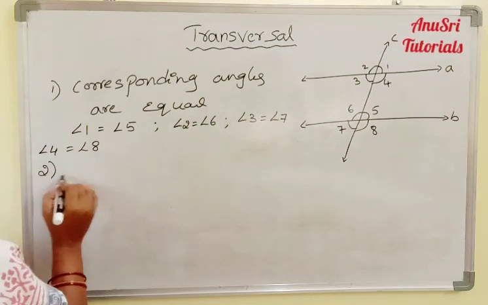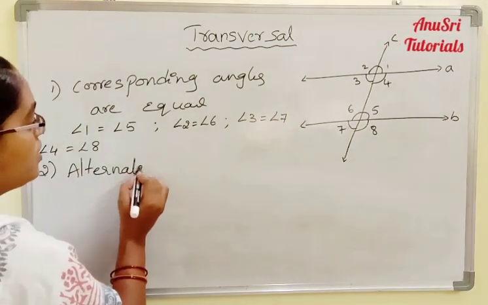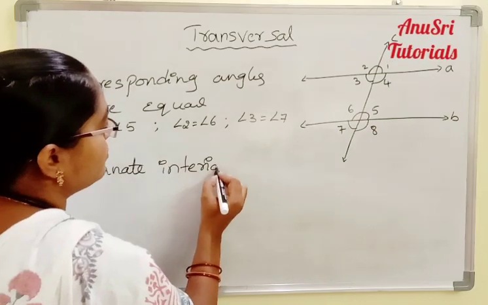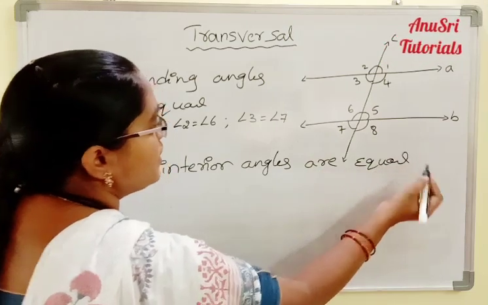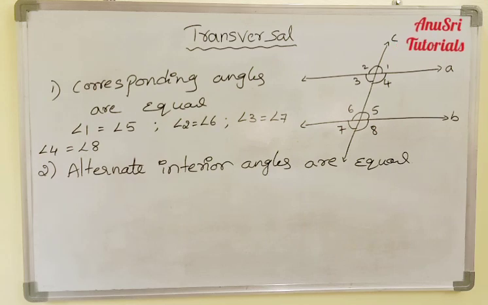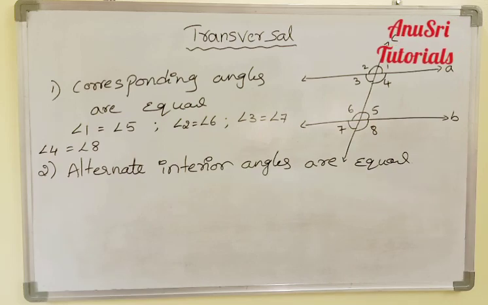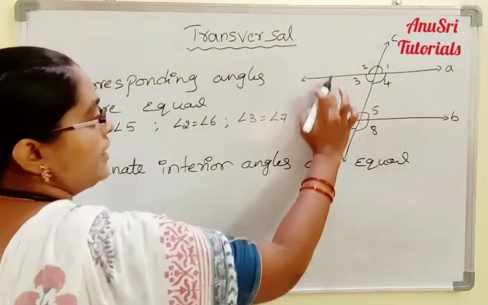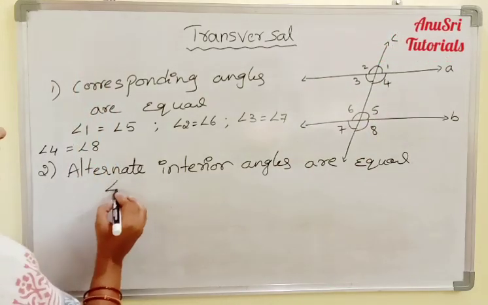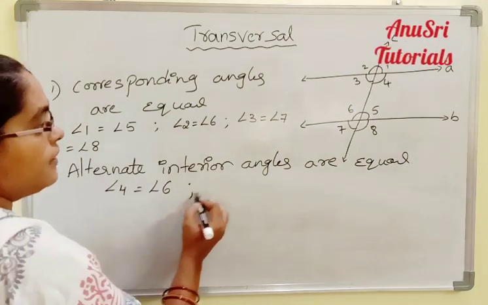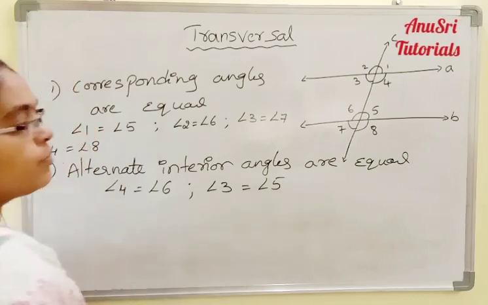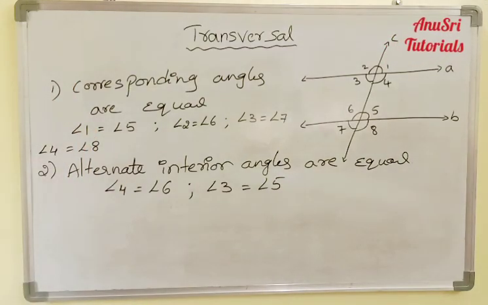And the second point is alternate interior angles. Alternate interior angles are equal. So in this condition, what are alternate interior angles? See, alternate interior, alternate means opposite. So angle 4 is equals to angle 6 because these two are alternate interior angles. And then angle 3 is equals to angle 5 because these two are also alternate interior angles. Same like this, alternate exterior angles are also equal.